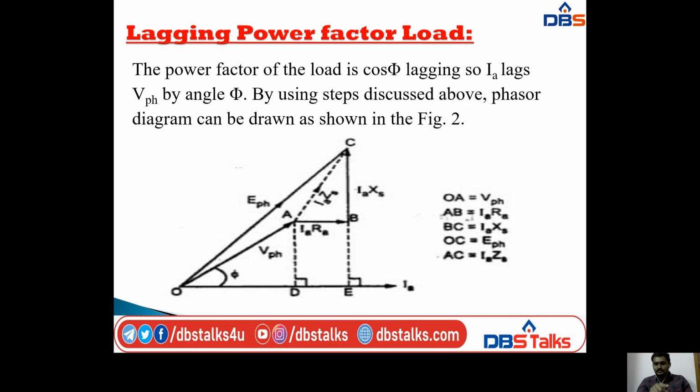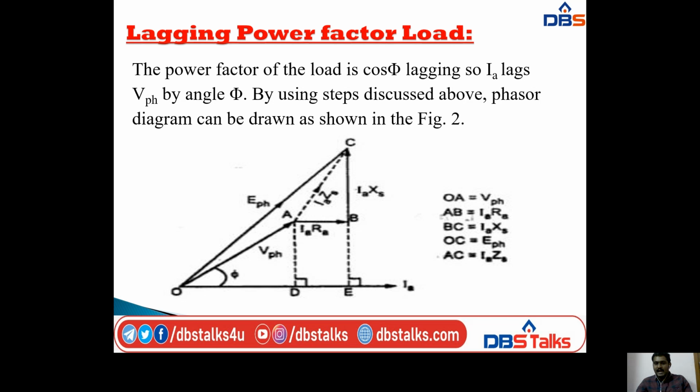From O to IA, I draw one horizontal straight line, that is the current phasor IA. Here I am taking the lagging power factor load, that means the V phase lags the IA by angle phi, that is the phase angle. By using the steps discussed above, those 5 steps, the phasor diagram can be drawn as shown in the figure. The IARA drop is always in phase with IA, that is parallel to IA. So the IARA drop line is drawn parallel to IA.